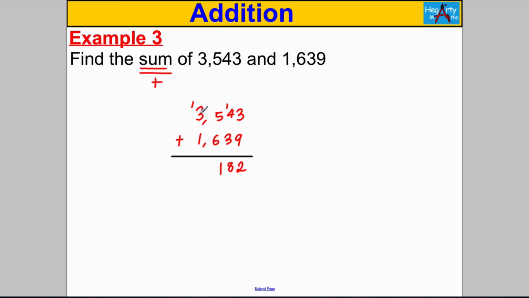1,000 add 3,000 is 4,000, add another 1,000 is 5,000. So the answer is 5,182, and that's roughly 3,500, that's roughly 1,500, adding them is about 5,000. We've got the right answer here.